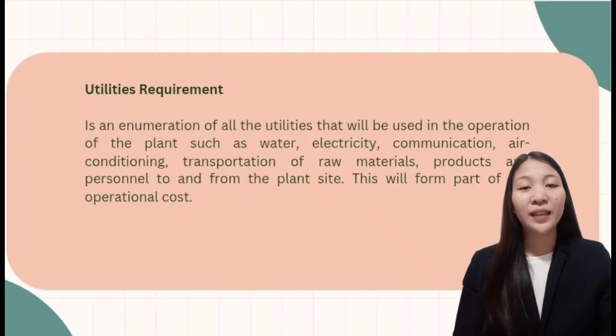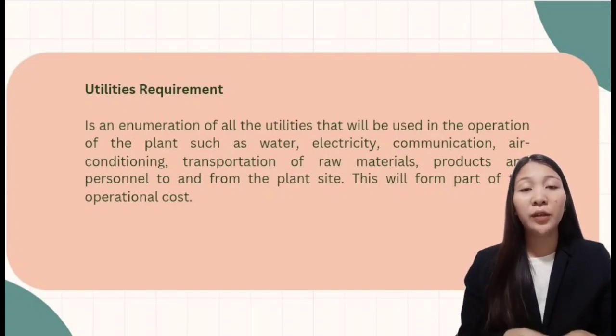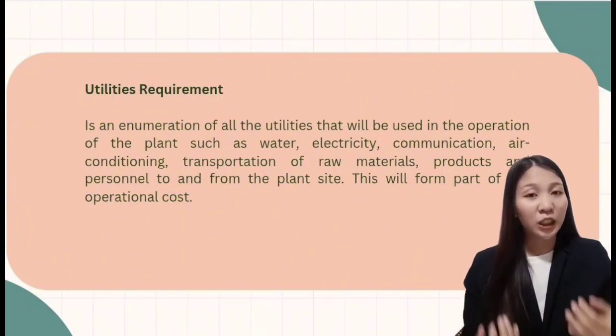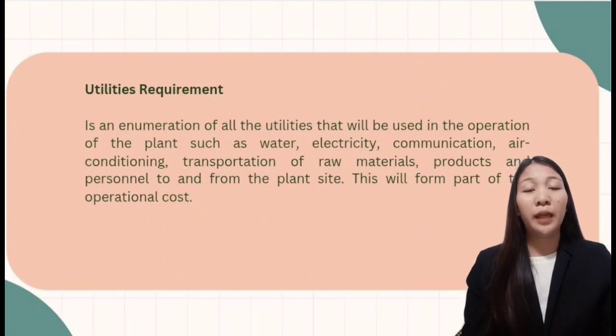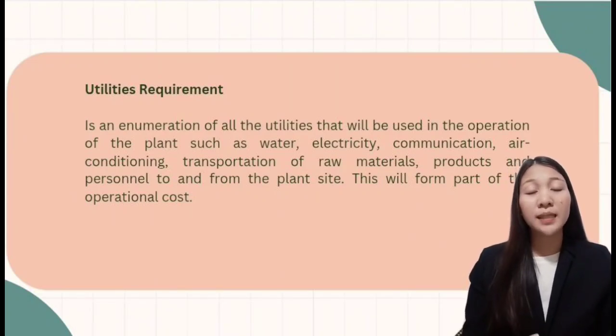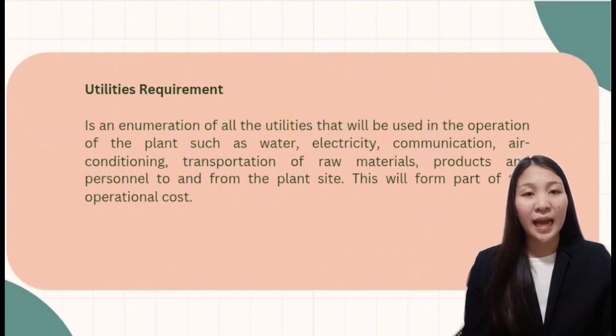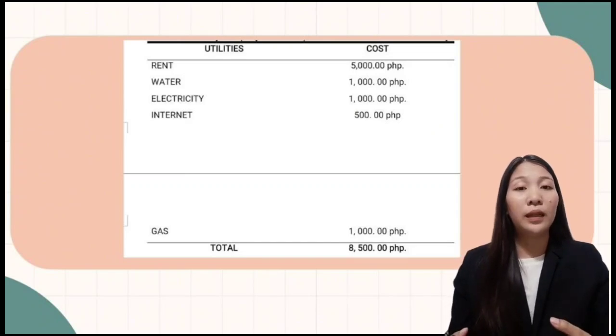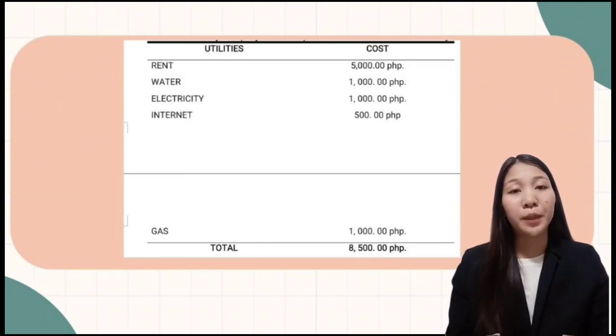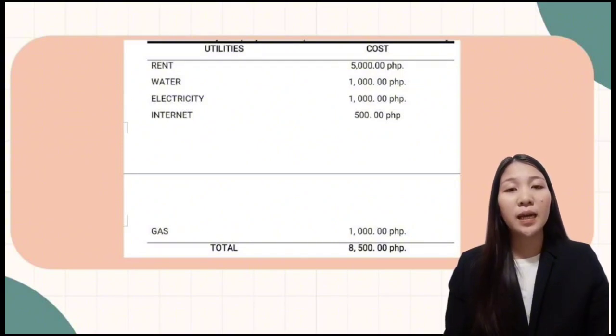Next is the utilities requirement. When we say utilities requirement, it is the enumeration of all the utilities that will be used in the operation of the plants such as water, electricity, rent, internet, transportation of raw materials, products, and personnel to or from the plant site. So, for example, the utilities requirement that they put just like in this photo or in this paper is, for example, the rent, water, electricity, internet, and gas, and of course, its estimated cost.